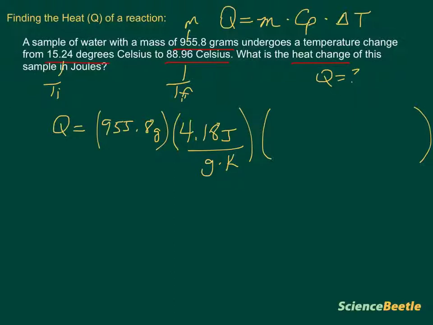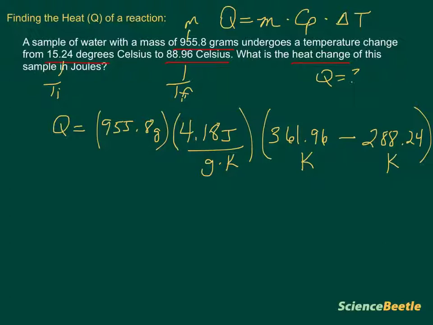And so here, for the 88.96, which is our final temperature, we add 273 to that, and that'll give us 361.96, and this is going to be Kelvin, minus the temperature for 15.24, and all we're going to do is add 273 to that, and that'll give us a value of 288.24. Again, this is in Kelvin.